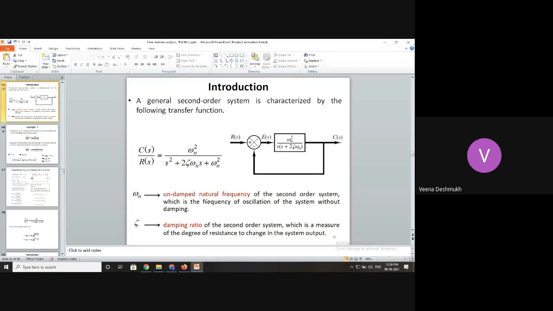So remember these two. Omega n is the natural frequency of oscillations, which is equal to 1 by square root of LC. And zeta is the damping ratio, which is equal to R by 2 under the square root of L by C. Try to relate, whenever we are in S domain, these terms to RLC so that it is easier for you all to understand.